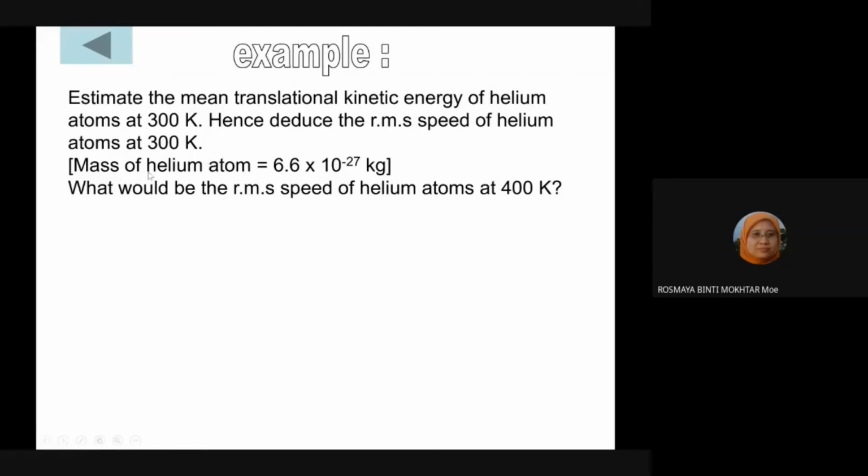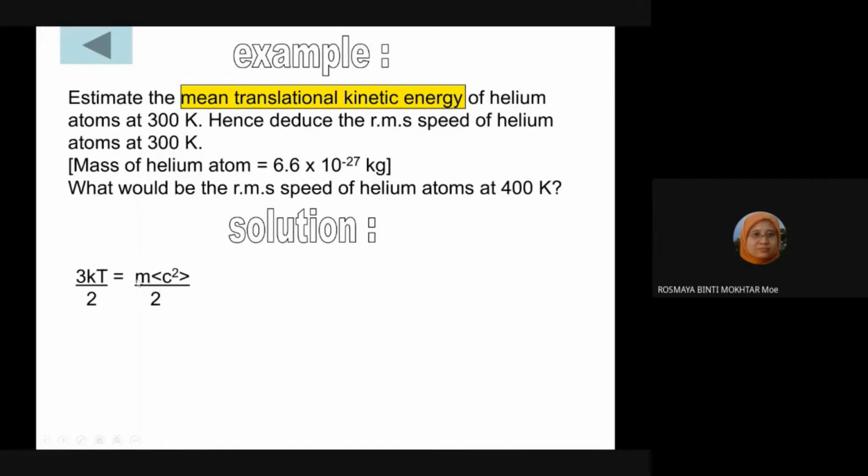Given that the mass of a helium atom is 6.6 times 10 to the power of negative 27 kilogram, what would be the RMS speed of helium atoms at 400 Kelvin? So we do 300 Kelvin first. Mean translational kinetic energy first. We can use kinetic energy equals 3kT per 2, because the mass is not needed here.